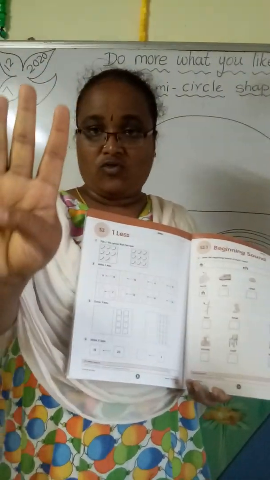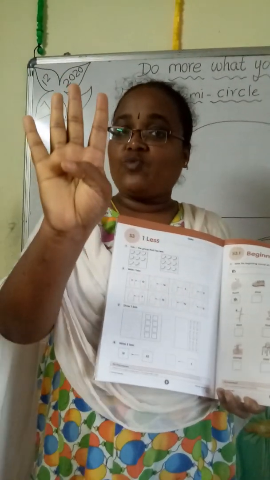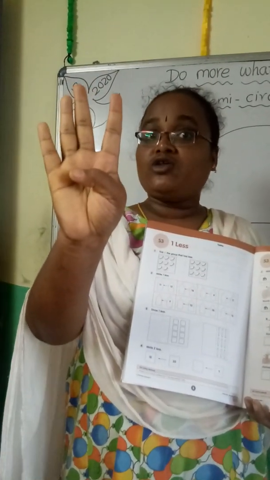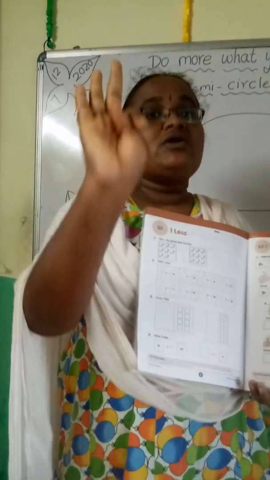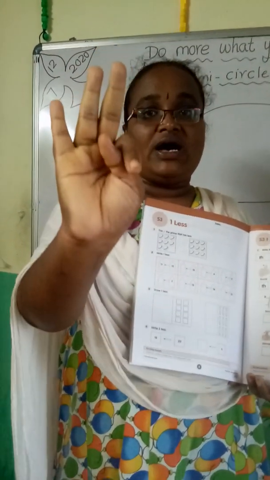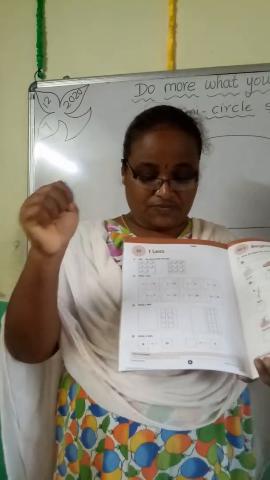For example, 4. 1 less 1 finger. 1 finger alone you have to less. Yes. How many finger is there now? 3 finger. Count it. 1 2 3. Yes, very good dear. Same we are going to do here.